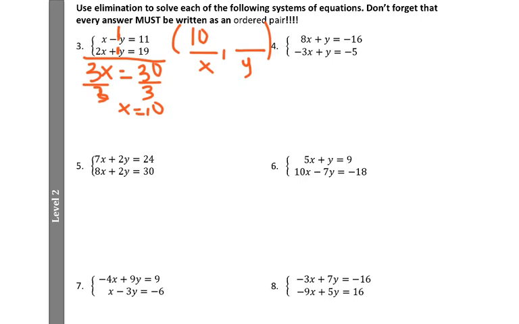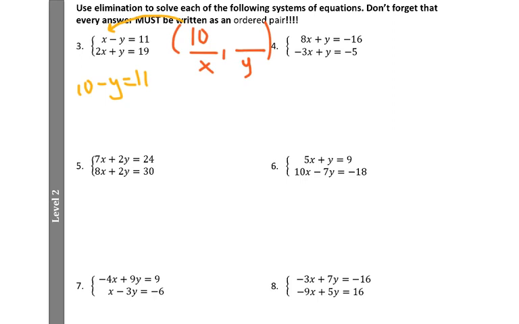Alright, we're on a roll. We know that x equals 10. We could plug that either into the top equation or the bottom equation, or I'm going to recommend that you plug it into both just to make sure you've got the right answers. Okay, so let's go ahead and do that. We've got 10 minus y equals 11.